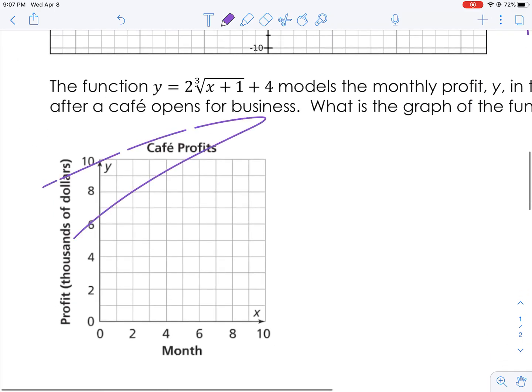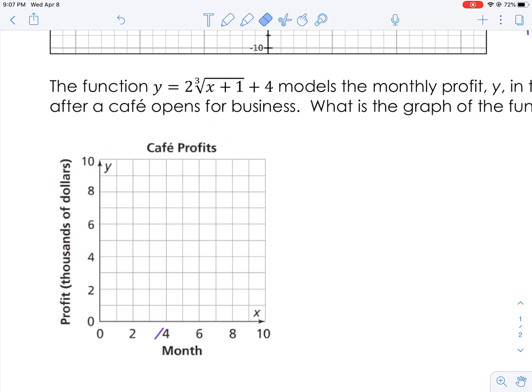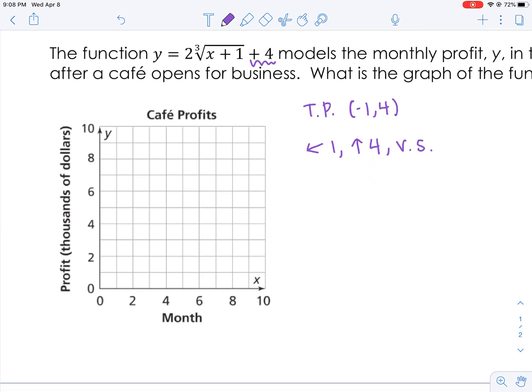So I'm just going to see without even looking at my graph yet. I'm going to ask myself, what's the starting point or my turning point? The plus 1 on the inside actually moves it left 1, and the plus 4 moves it up 4. So that'd be (-1, 4). And that 2 is going to vertically stretch it. So it's going to translate left 1, up 4, and it's going to be vertically stretched. If I go left 1 up 4, that's right there. That's off my graph. So just ask yourself, plug in 0 and see what you get, because that's where my graph starts.